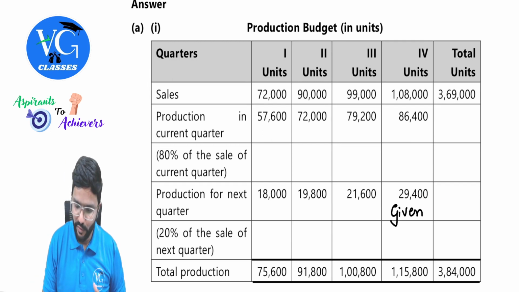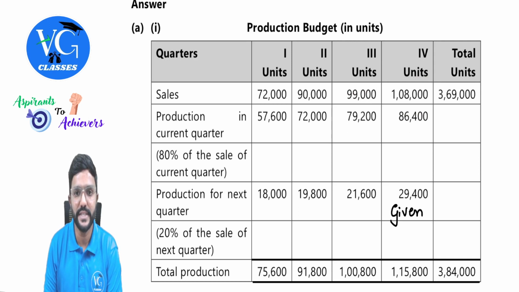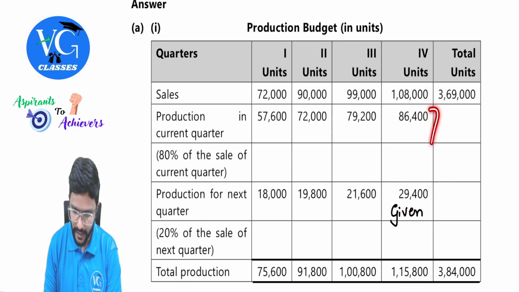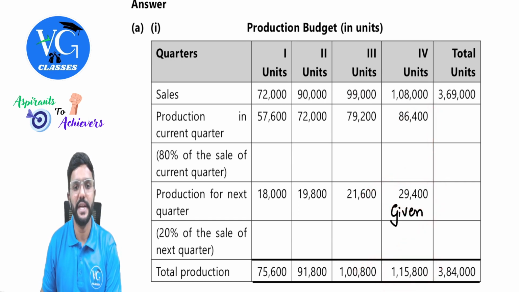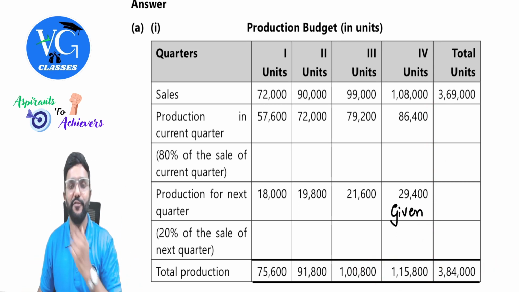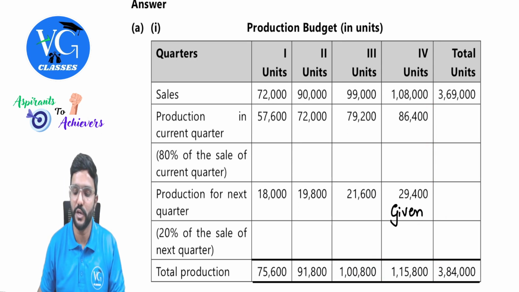So 29,400 is given in the question, whereas take 80% of 1,08,000. So 80% of 1,08,000 comes to 86,400 plus closing stock of the year. Add up both, 1,15,800. So the total production during the year would be 3,84,000, guys. If you want, you can cross check also.